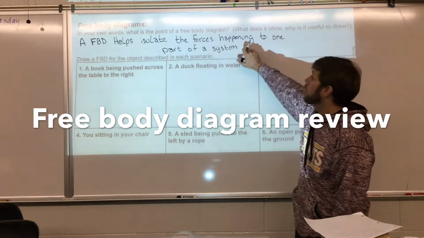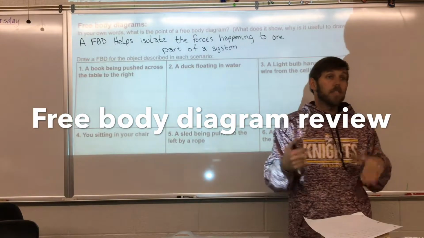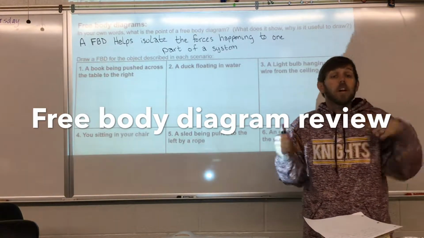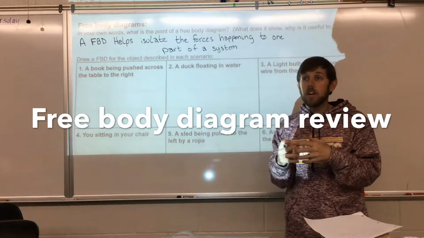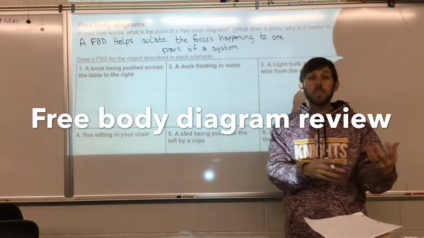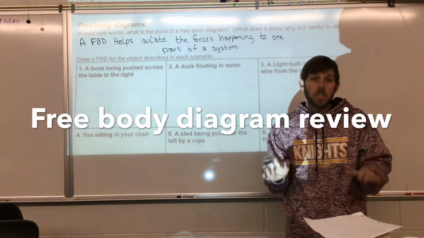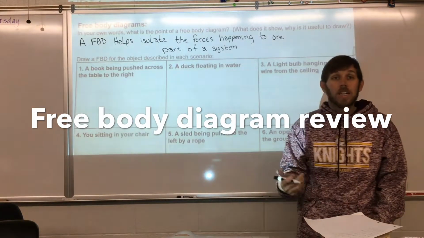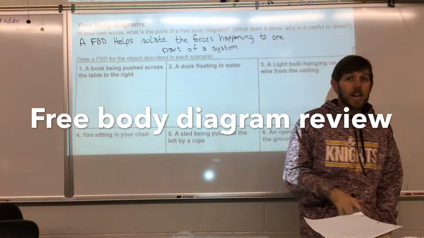So one part of the system, is it something that's pushing it right, pulling it left, dragging it down, lifting it up? It just helps you isolate, okay, what are all the forces acting on here? And it kind of simplifies, you have a big long word problem, but if you can put it into a box with a couple arrows, it should make everything much easier and much simpler. So let's look through our 6 free body diagrams.